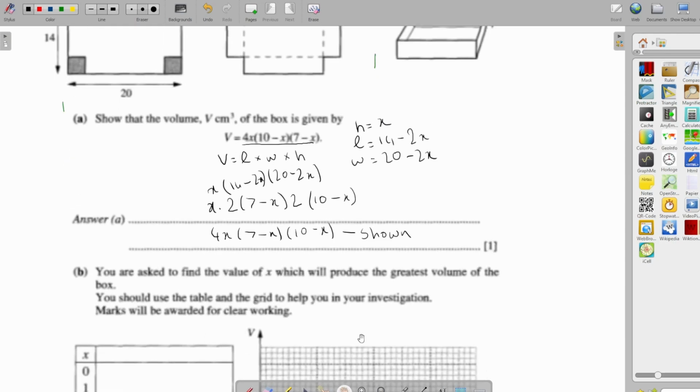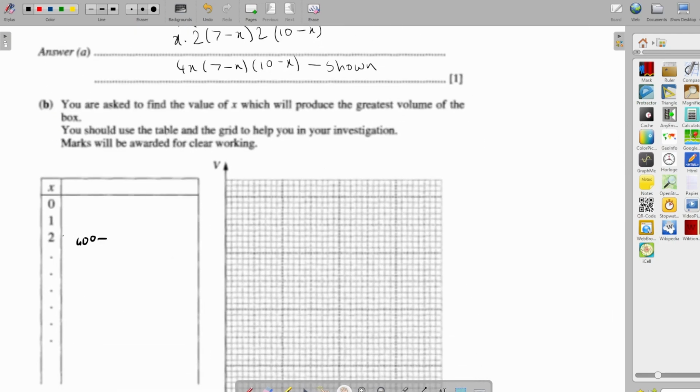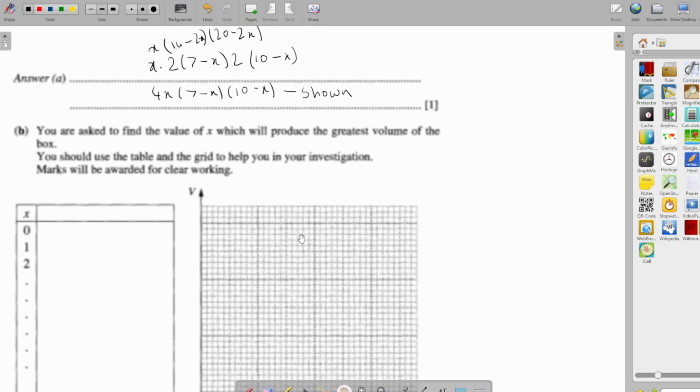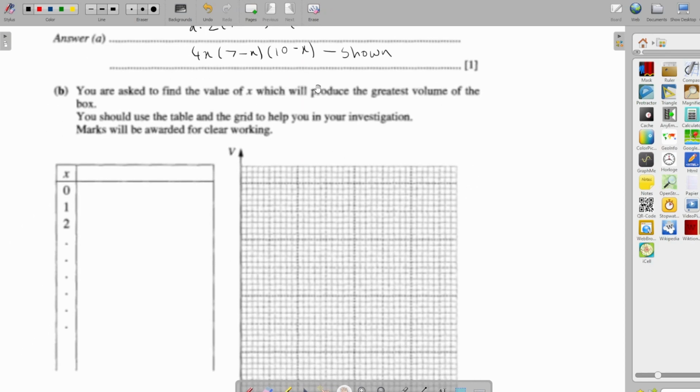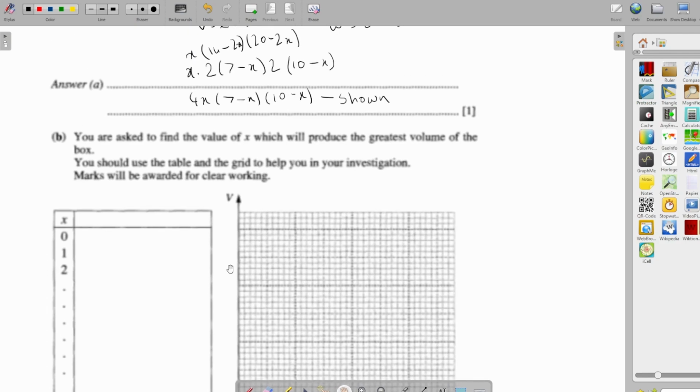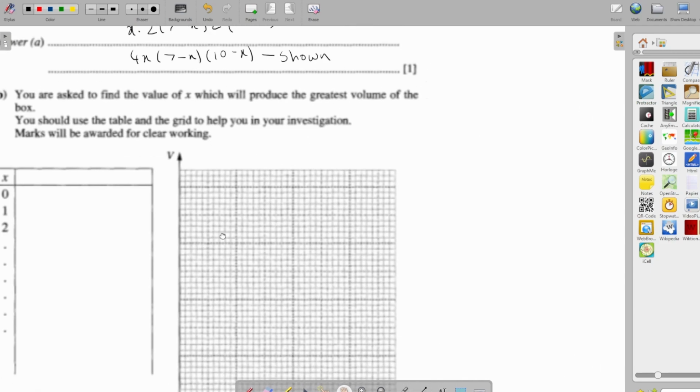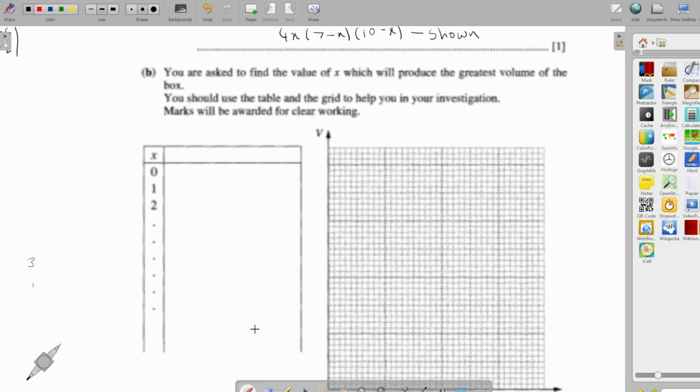All right, the second part, you are asked to find the value of x which will produce the greatest volume of the box. You should use the table and the grid to help you in your investigation. So we need to find the greatest volume. We know that we're trying to find the relationship between x and V, which is 4x, 7 minus x, and 10 minus x.